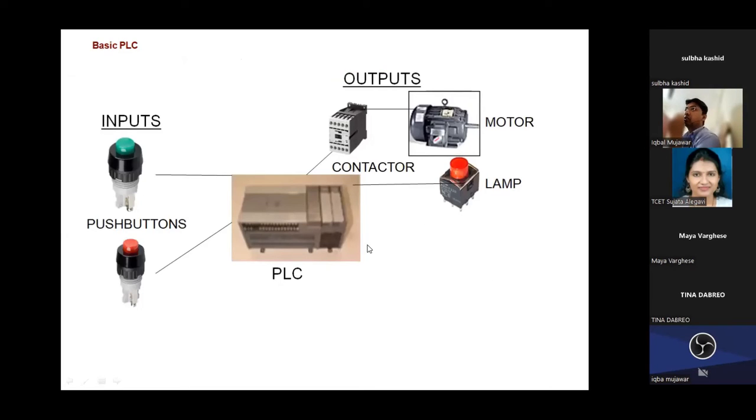This is just a schematic diagram. What are the devices, and how are we going to connect them with the PLC? I can connect input buttons, push buttons. If I want to control the motors, I need contactors, so I can connect the motors through the contactor with the PLC. There are also indicator lamps showing whether the motor is on or off. These are the devices which we are going to connect to the PLC.